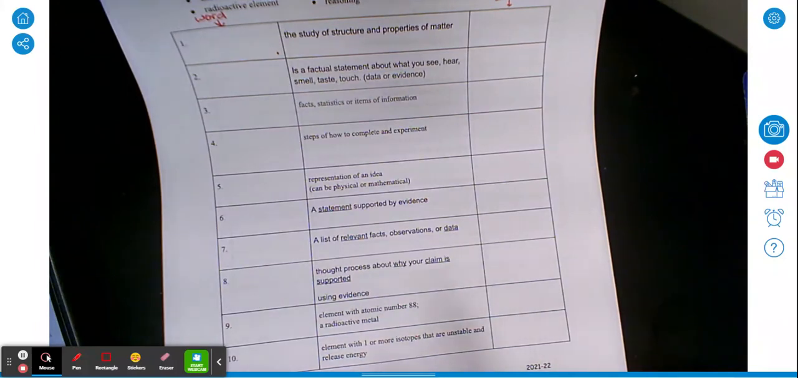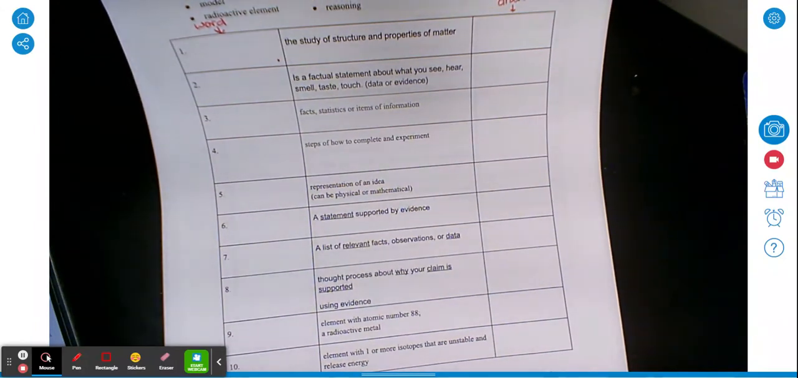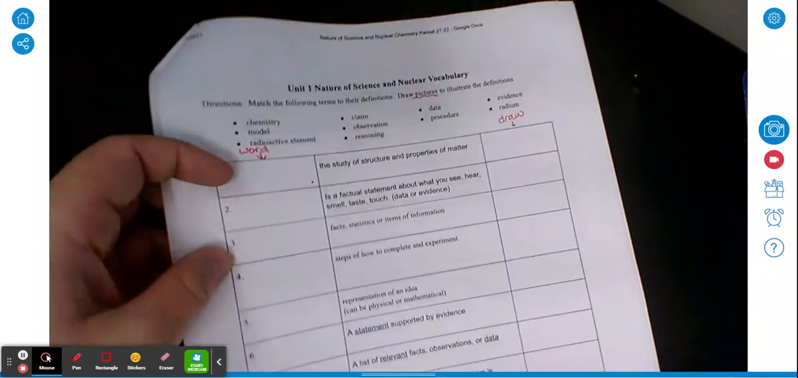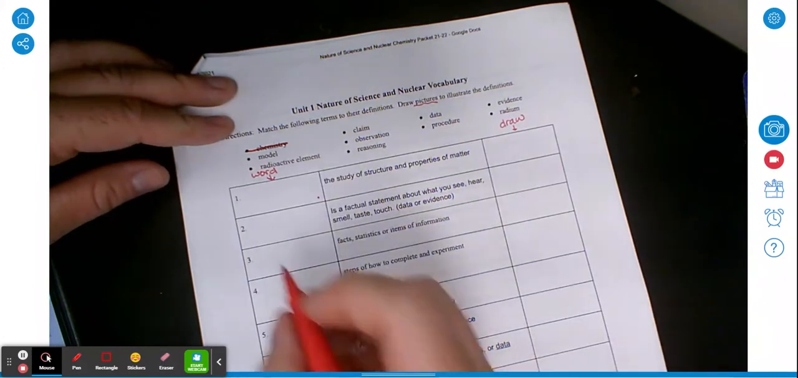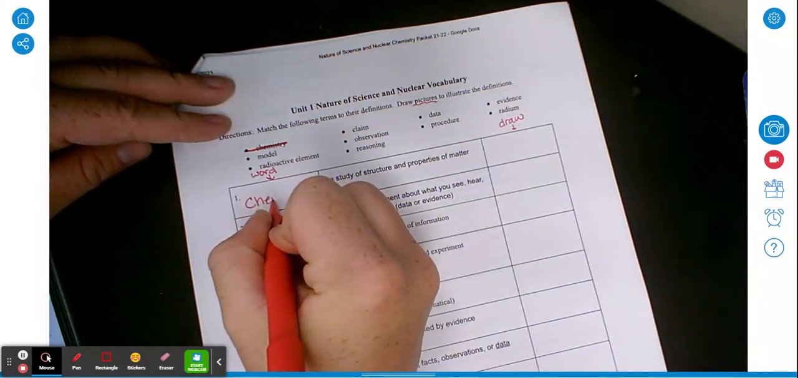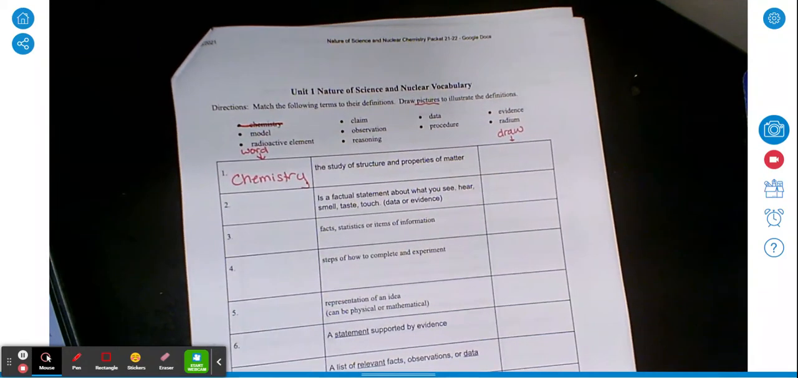As I go through the rest of my page, I can see the only definition that used those key terms that I pulled out, substances, matter, properties, is actually that first one. So I'm going to cross off chemistry. It's first on my list, and it's actually going to be first in my matching. Now, if you get through the whole list and you're unsure, skip it and come back.